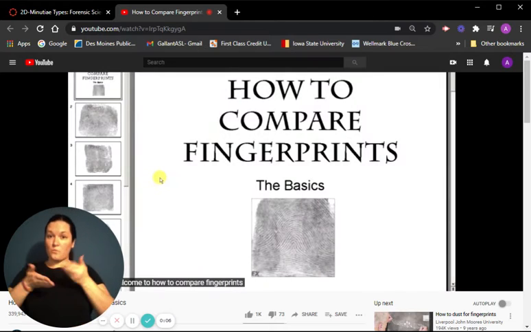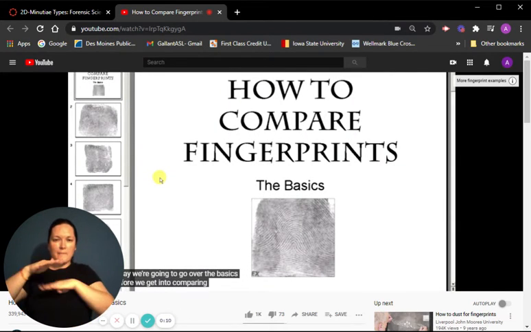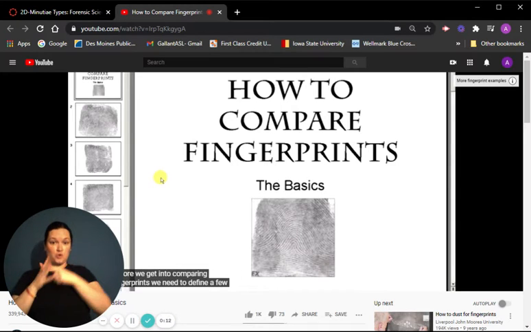Look at how to compare fingerprints. Today we're going to go over the basics. Before we get into comparing fingerprints, we need to define a few terms.